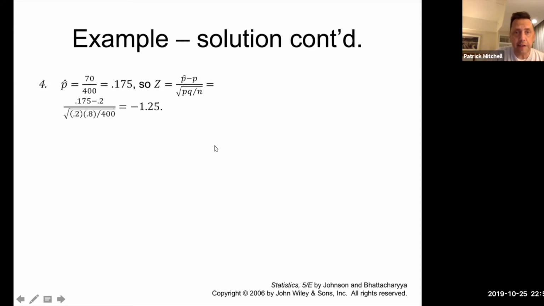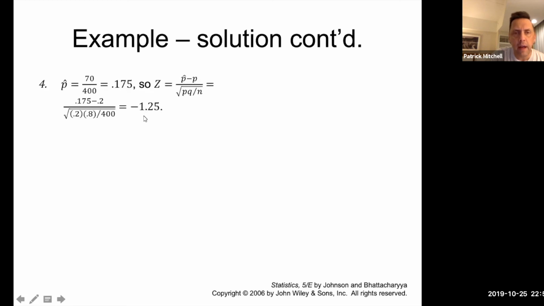All right, so the next step is to calculate the test statistic. So remember, they interviewed 400 families, found that 70 of them were living below the poverty level. So that means P hat, the sample proportion, is 70 over 400, which comes out to 0.175. So our calculated test statistic is going to be, again, this thing. And when you plug in all those numbers, that comes out to negative 1.25.